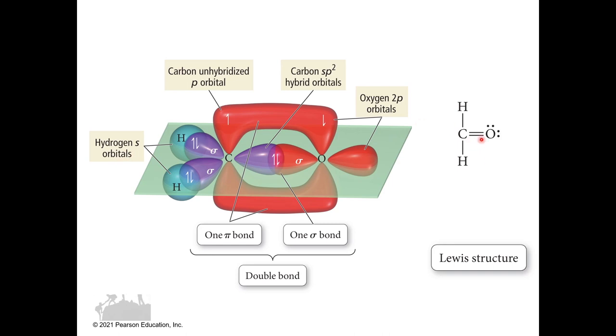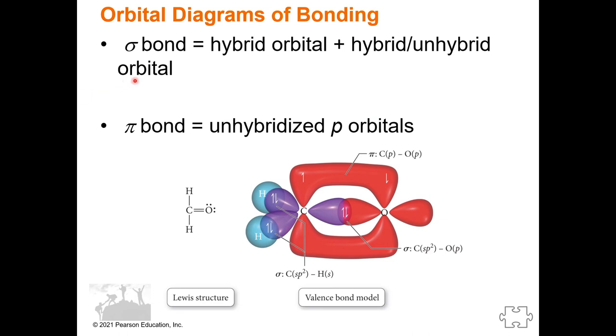Now let's take a look at this double bond here between carbon and oxygen. We could see that one of those bonds is a sigma bond, but then the other one is a pi bond. Why? Because we could see the overlap above and below this internuclear axis, which is represented by this green plane here. So to form sigma bonds, we can have any combination of orbital, as long as the overlap occurs along the internuclear axis. With pi bonds, however, we're only limited to unhybridized p orbitals.